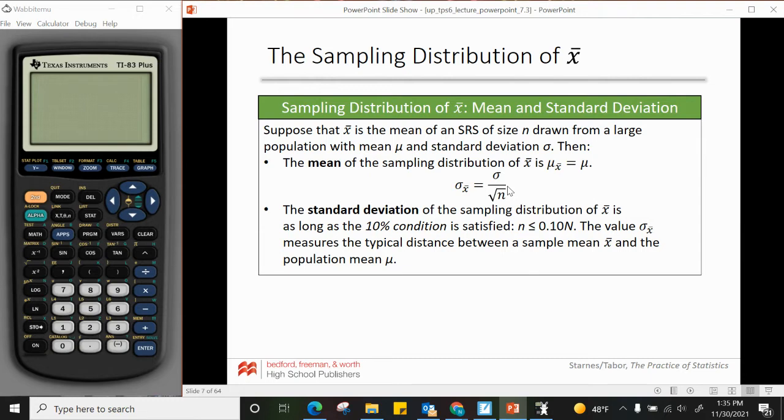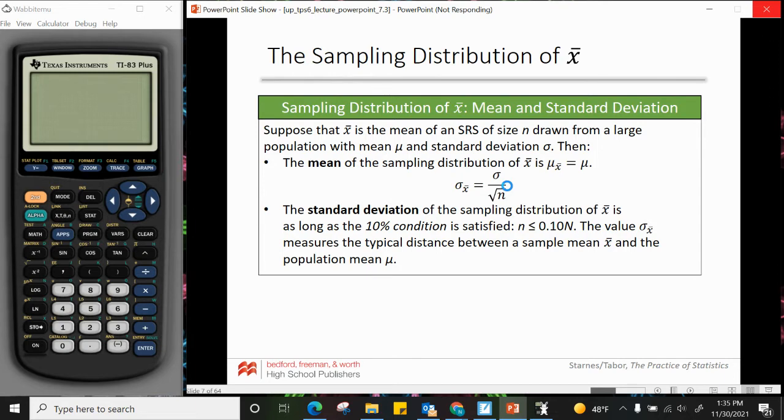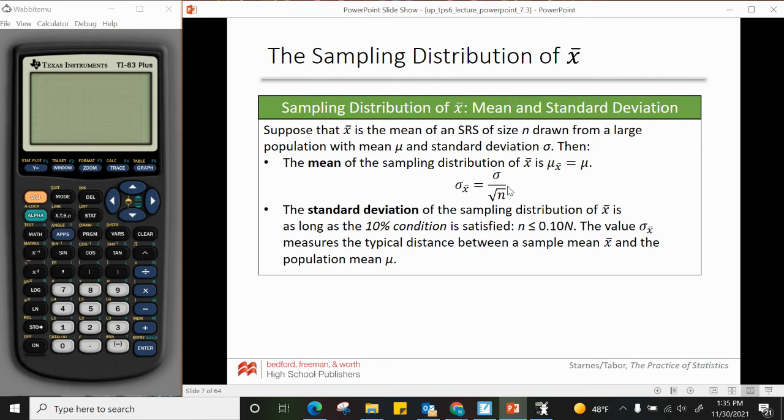Now, this only works as long as the 10% condition is satisfied, which means the sample size is less than 10% of the population size. That is the same thing for proportions. You still have to check that 10% condition, or you have to take independent random samples. In our pennies activity, if we took a sample, put them all back, and then took another sample, they're independent, and we're sampling with replacement, so you don't have to worry about the 10% condition. But if it is not with replacement, you do have to check the 10% condition for either type of sampling distribution.